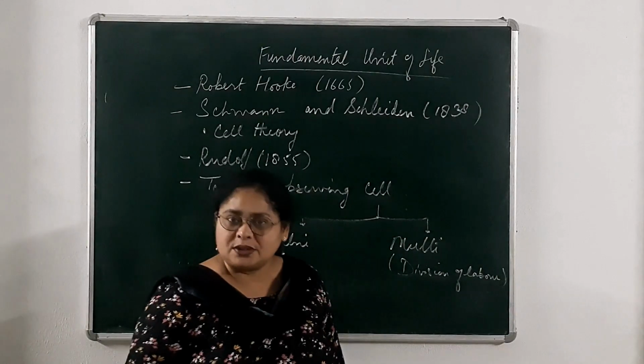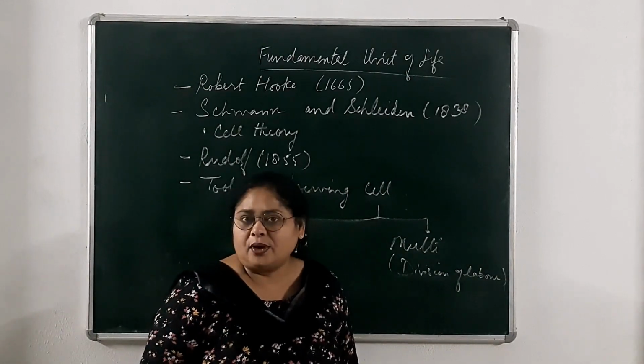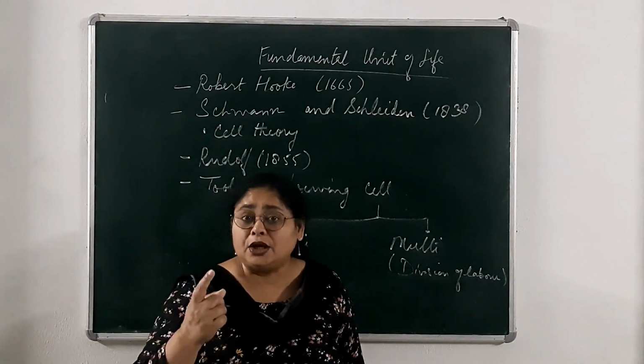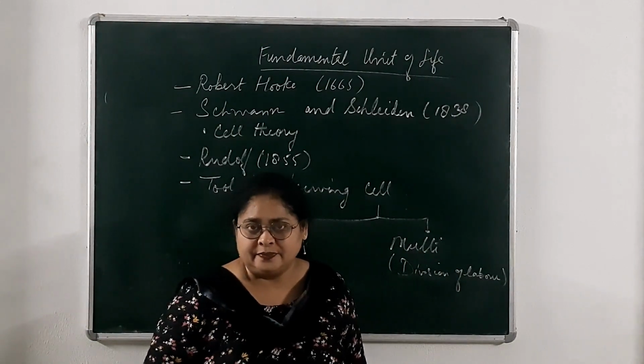And if we talk about our body, in our body the smallest cell is RBC and the longest cell is neuron, nerve cell. That's all for today.